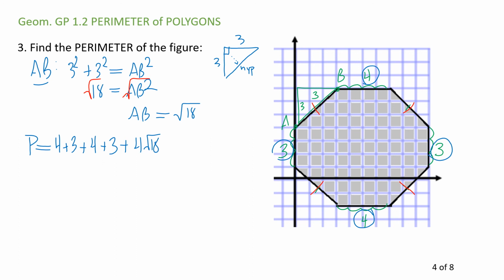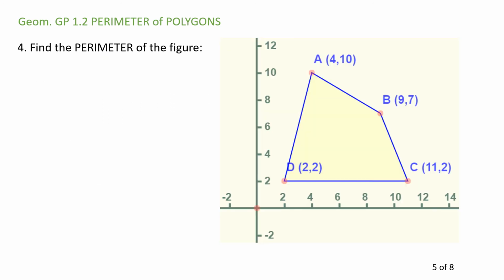Now add that all up, and you get your total distance around. Decimal approximation, 30.97 units. You can go ahead and get a decimal approximation up here if you would like. That's about equal to 4.24. And then you could combine it into there, but it's just more accurate if you wait until you're finished to get the decimal. Look at number 4.